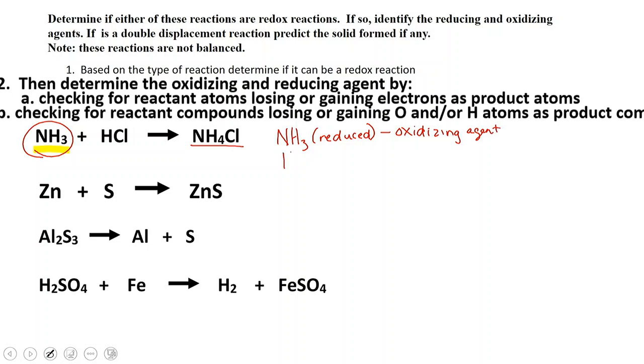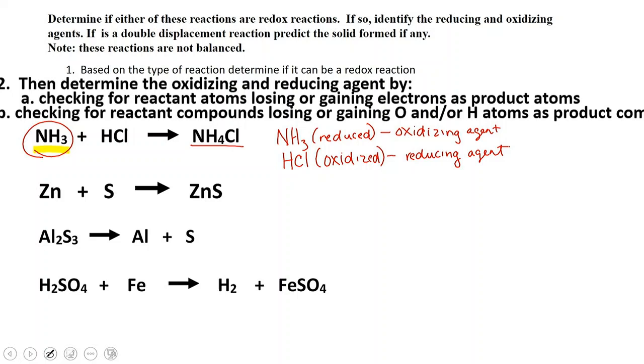So that means automatically that HCl is going to be oxidized, and it is the reducing agent. So if you determine one, you automatically know what the other reactant is. Let's take a look at the second one.